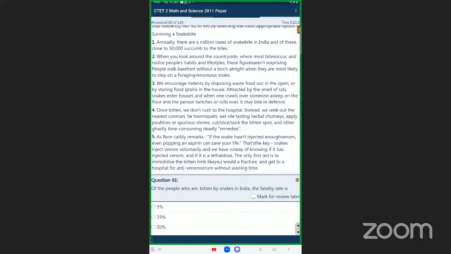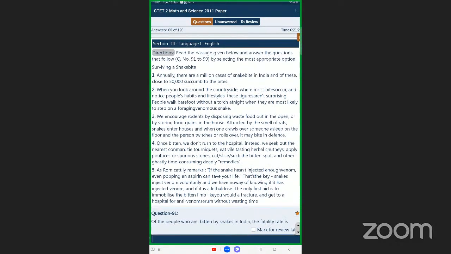Read the passage given below and answer the questions that follow, 91 to 99, by selecting the most appropriate option. Annually, there are millions of cases of snake bites in India.